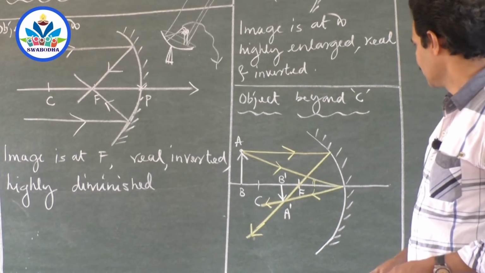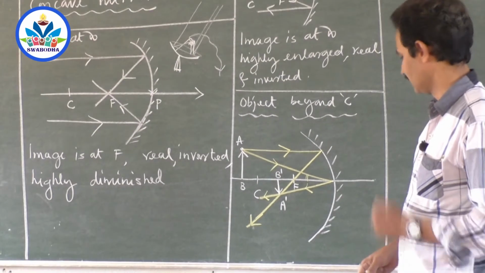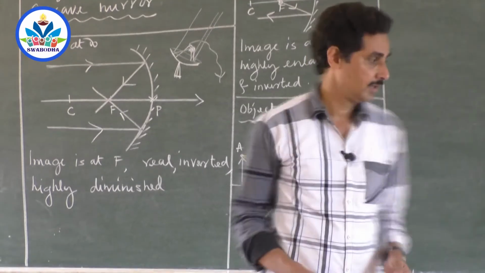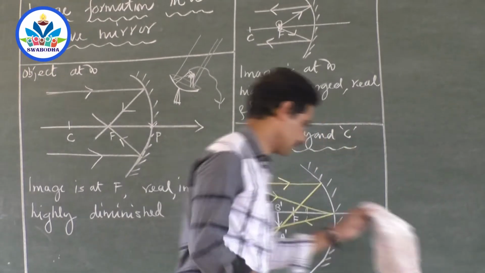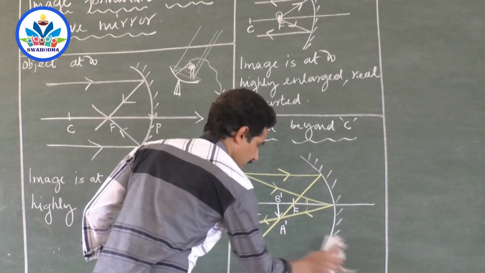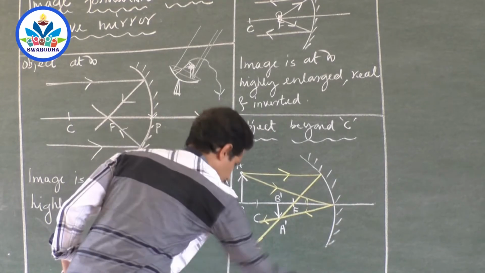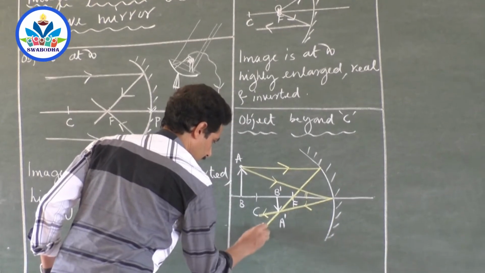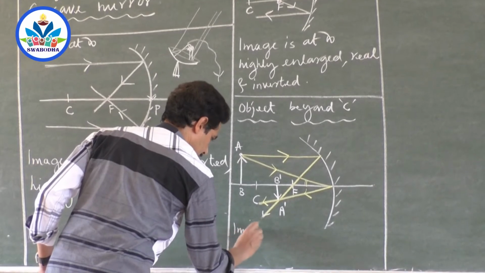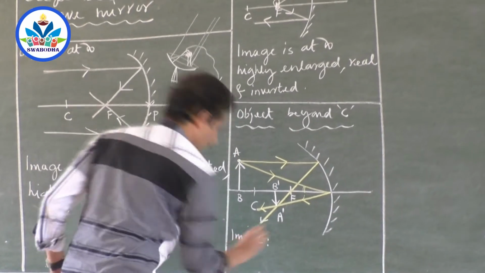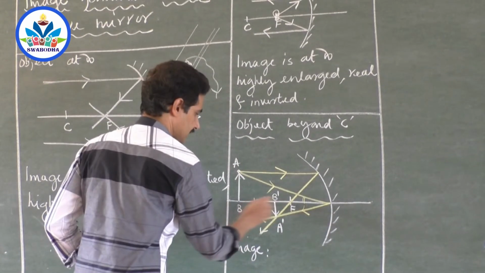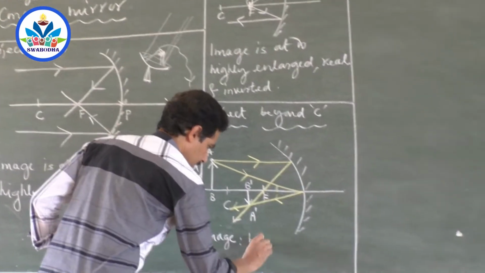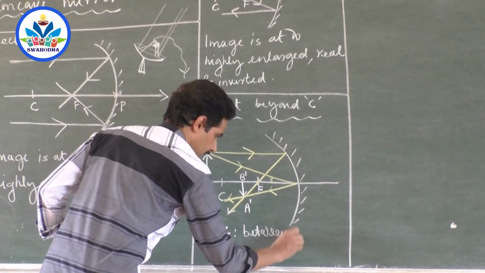So when the object is beyond C, how is the image? Where is the image? We will have to describe the type of image. When the object is beyond C, image is between F and C. You can see that. Between F and C.